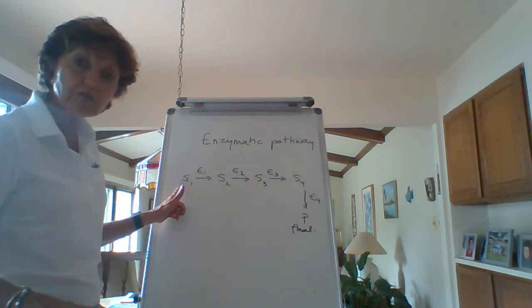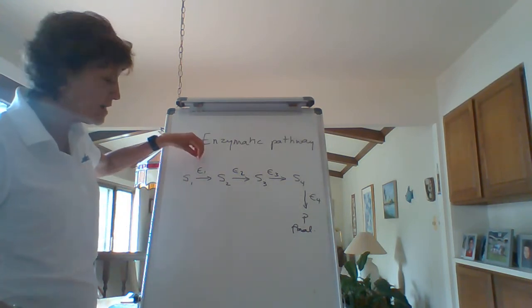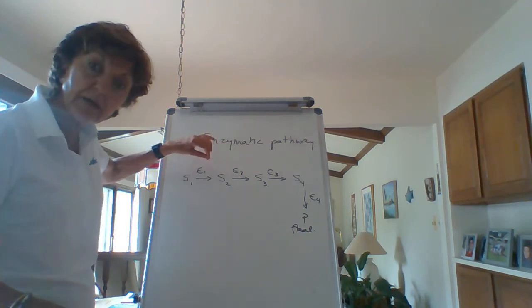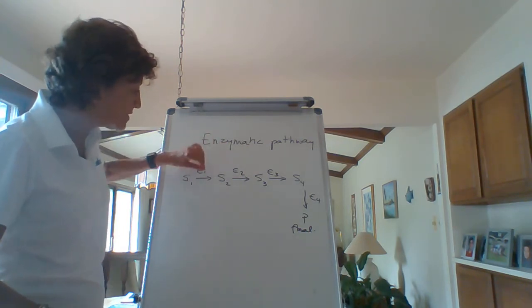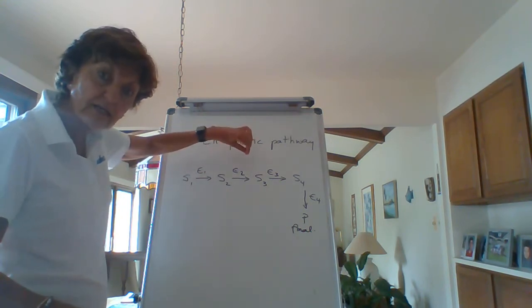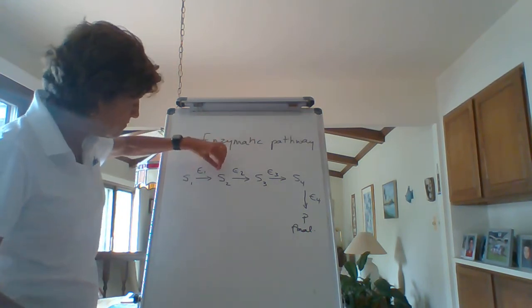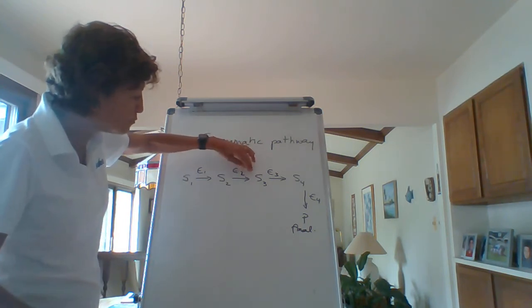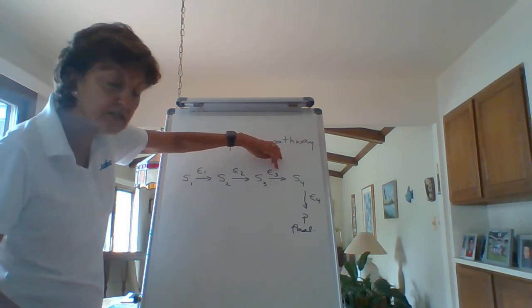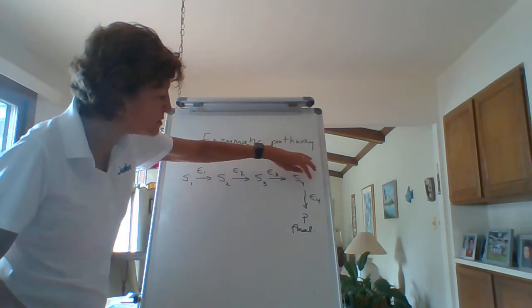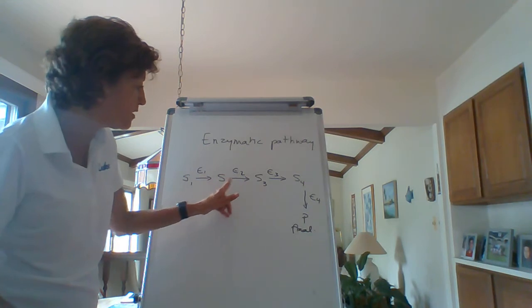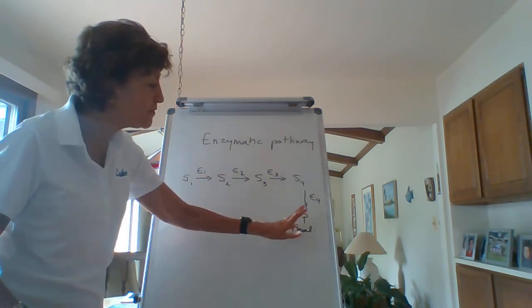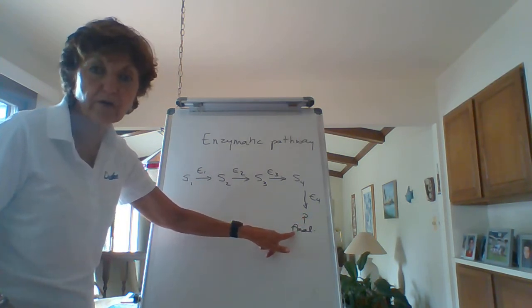This is the initial substrate, and it becomes an enzyme substrate complex and produces a product. But remember how I said that in a pathway, the product of one enzyme becomes the substrate of the next enzyme. Then this becomes an enzyme substrate complex and produces a product, but then this product becomes the substrate of this enzyme, and this product becomes the substrate of this enzyme. That's why I'm calling these substrates instead of products. Let's say that the end of the pathway is this final product.